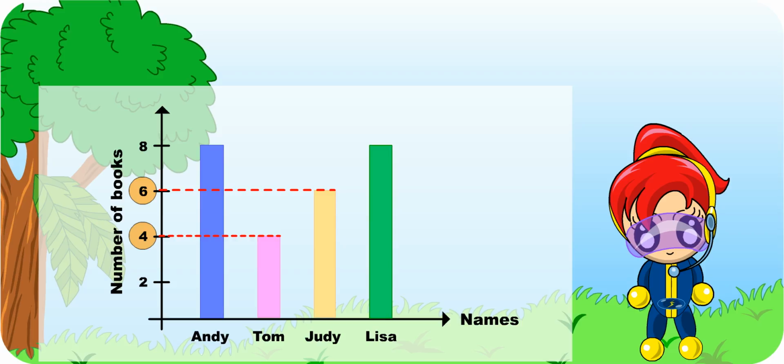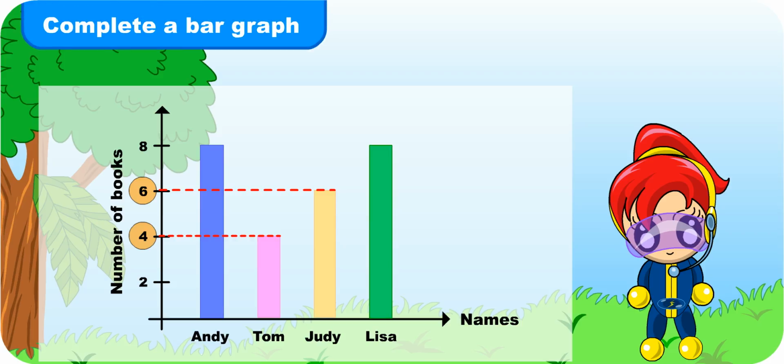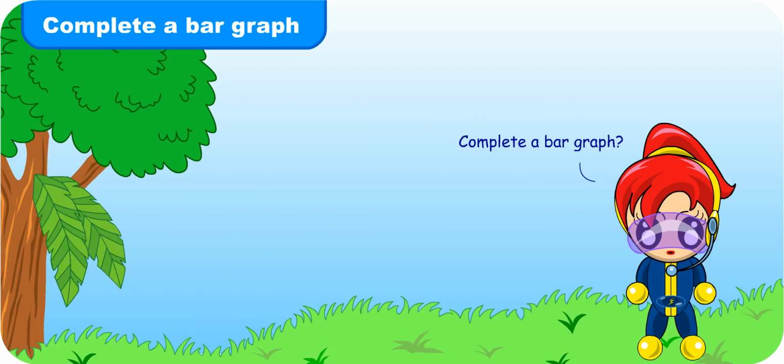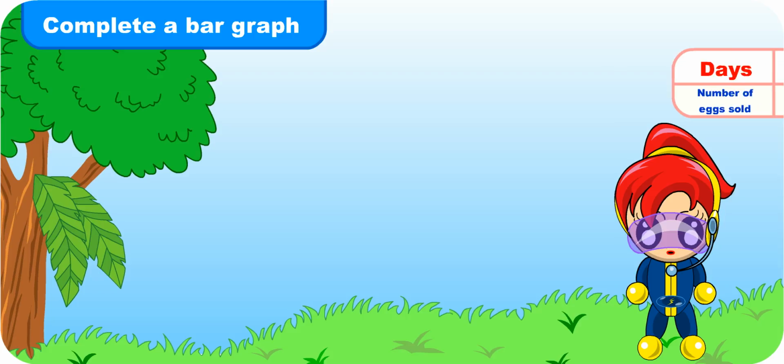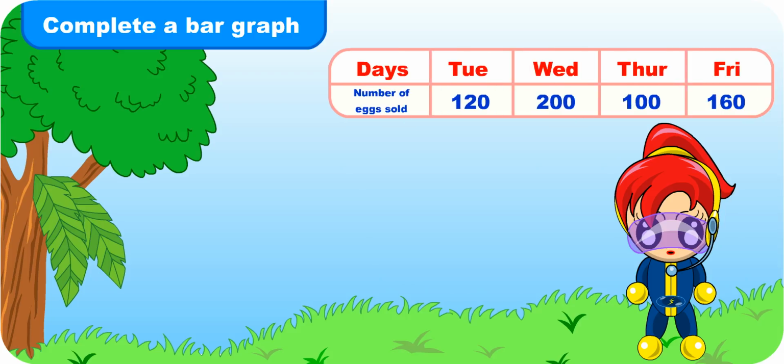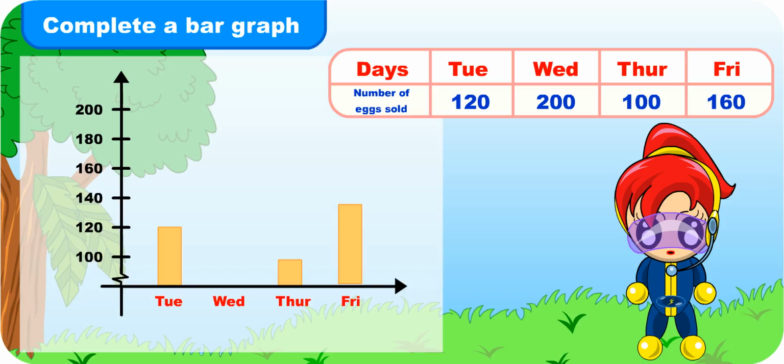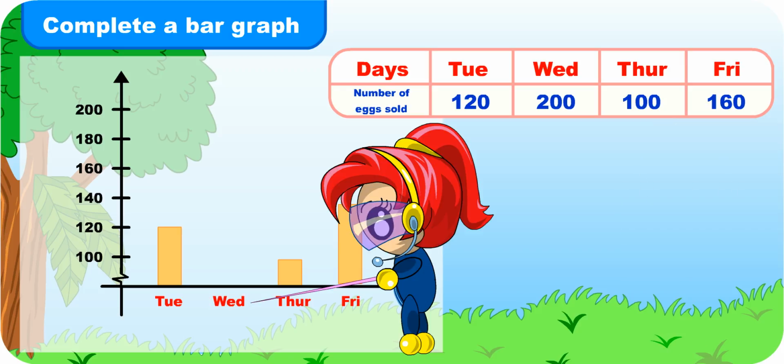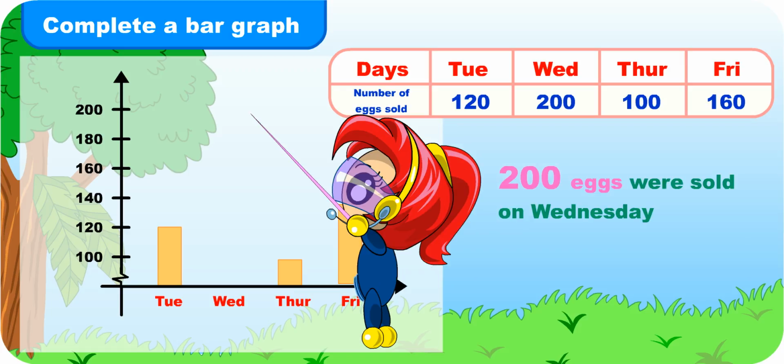We have learned how to read information from a bar graph. We're going to learn how to complete a bar graph with the given data. Complete a bar graph? Yes, I have a table which shows the number of eggs sold from Tuesday to Friday. Based on the table, I have drawn an incomplete bar graph. Can you help me to complete it then? The bar for Wednesday is missing. 200 eggs were sold on Wednesday, so I should draw a bar up to 200 like this.